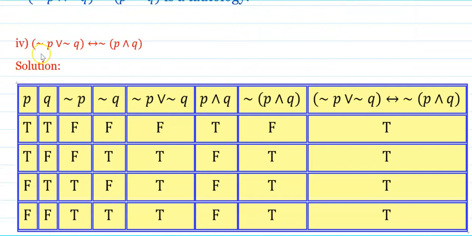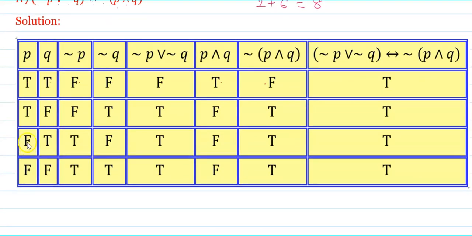Now the next, the fourth one. Negation of P or negation of Q, double implication, negation of P and Q in brackets. How many statements are there again? Two. And how many connectives are there? 1, 2, 3, 4, 5 and 6. Okay, 6 plus 2 equals 8. Now there must be 8 columns: 1, 2, 3, 4, 5, 6, 7 and 8.